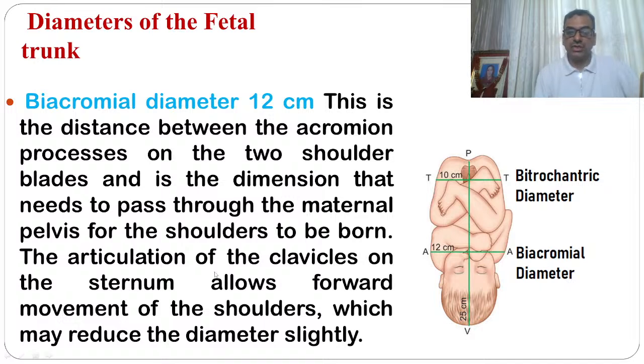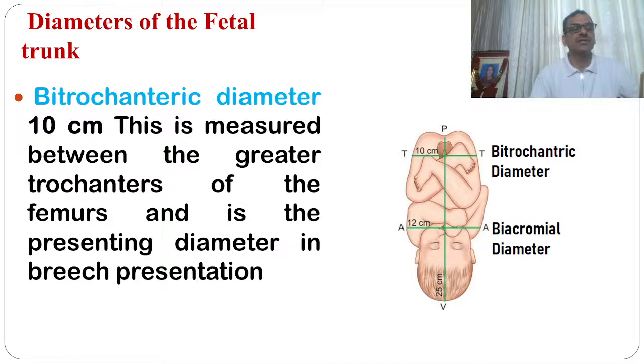The articulation of clavicle and sternum allows the forward movement of the shoulders, and this can reduce the biacromial diameter slightly. Bitrochanteric diameter, between the trochanters of the femur, is 10 centimeter, and this is measured between greater trochanters of the femur and is the presenting diameter in breech presentation.